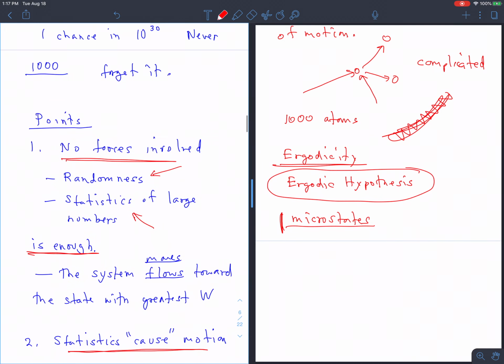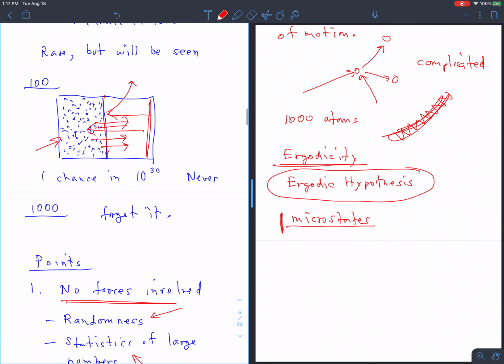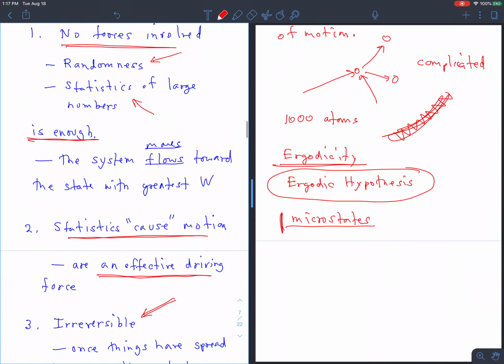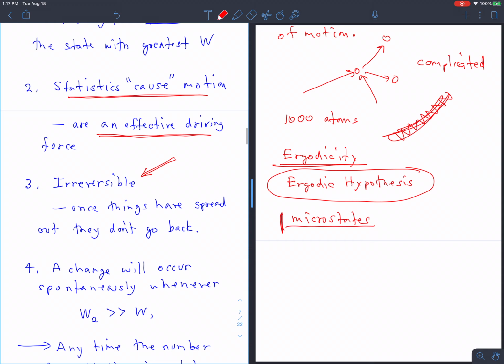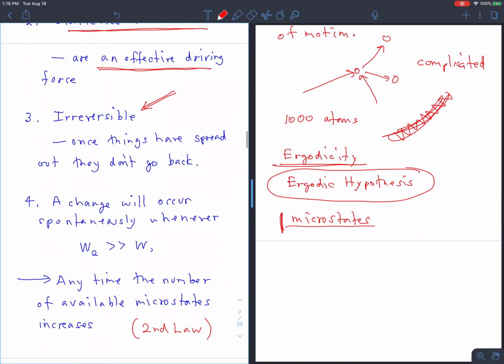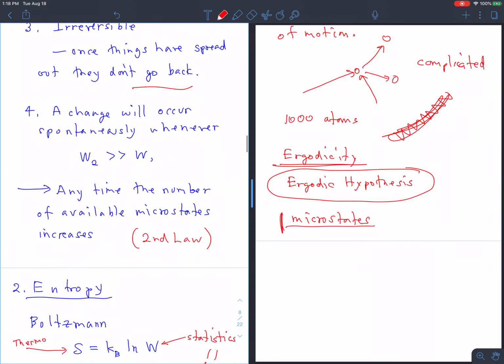And it's not strictly speaking true that it will never do it. It's just that the odds against it are 10 to the 300 power. And so it's irreversible in the sense that the odds against it are incredibly huge. And so that's what we mean by irreversible. Once things have spread out, they don't go back.